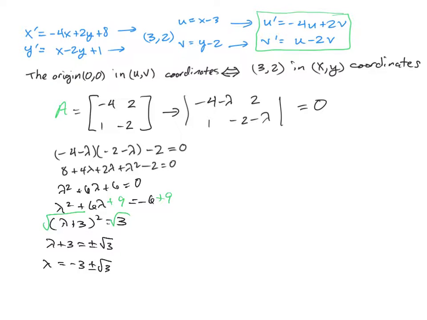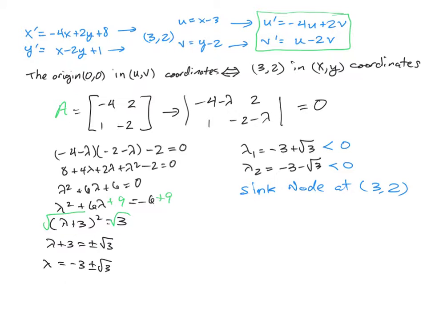And if we think about that, lambda 1 is equal to -3 plus the square root of 3, and lambda 2 is equal to -3 minus the square root of 3. Both of these eigenvalues are negative because, of course, 3 is bigger than the square root of 3, and they're real numbers, so we know that we are going to have a sink node at the point (3, 2).